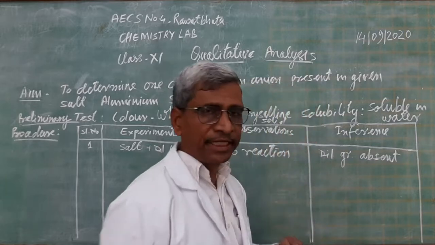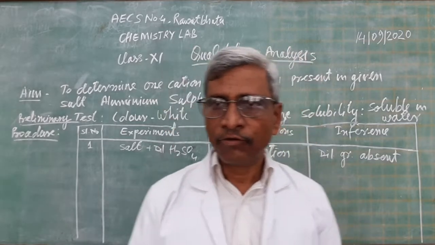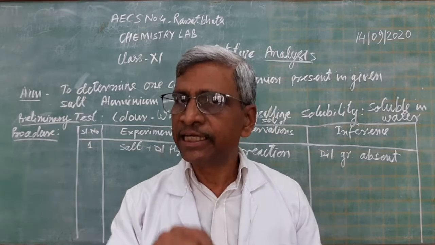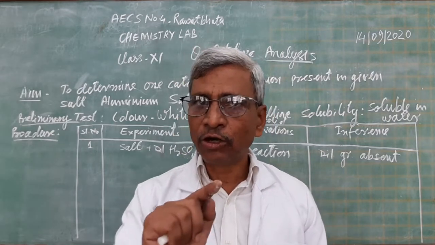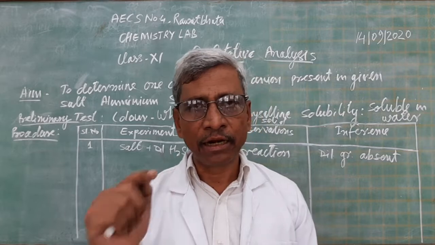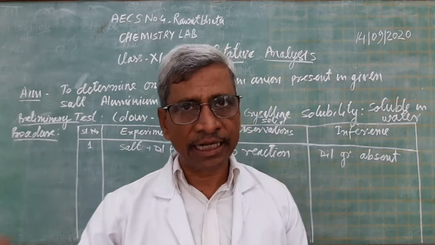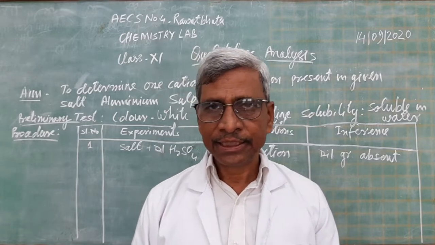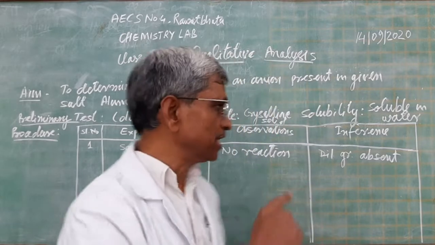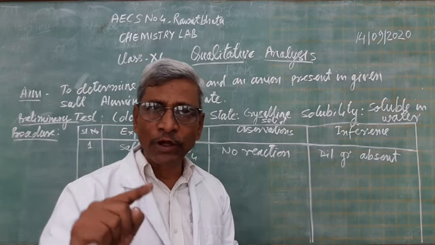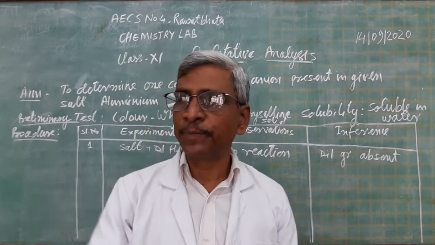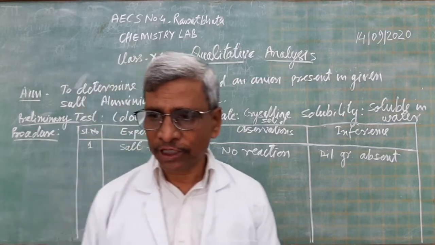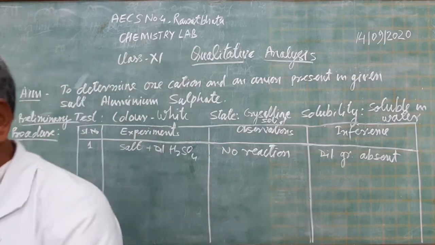What does it mean? It means that whatever anions belong to the dilute group, none of them is there in the salt. We need not perform the carbonate, sulfide, nitrite tests. This is serial number 1. We have identified that the first group of anions is not present, so we need not perform the tests for the anions of the dilute group.